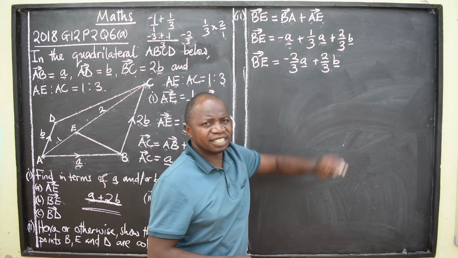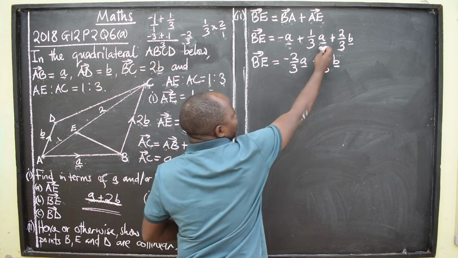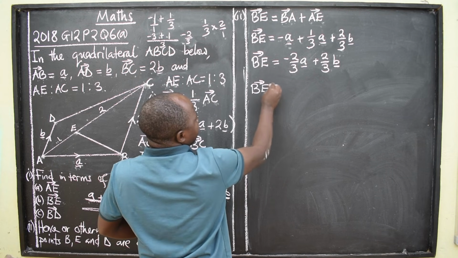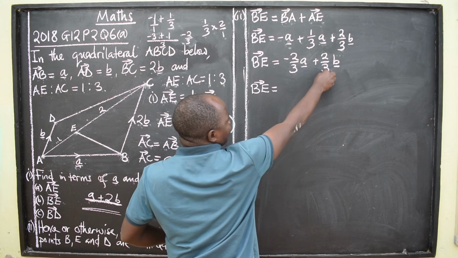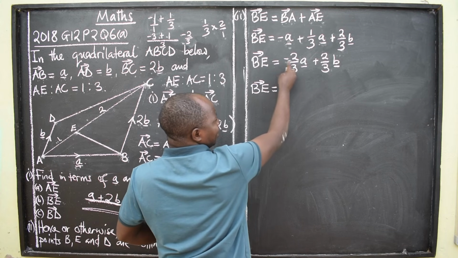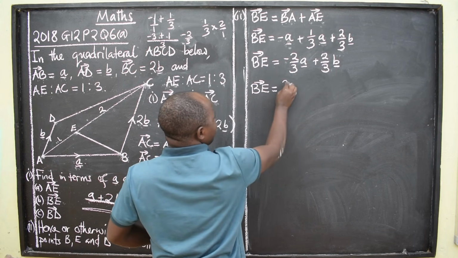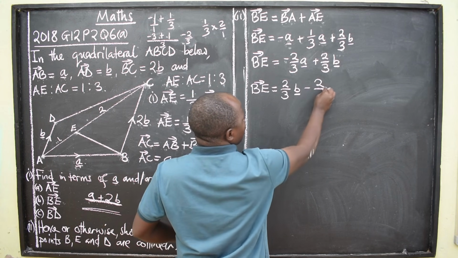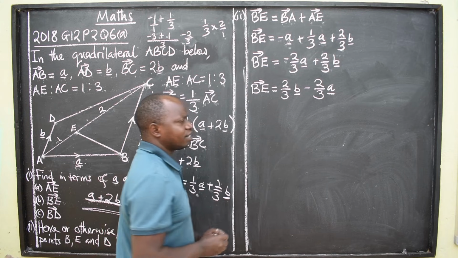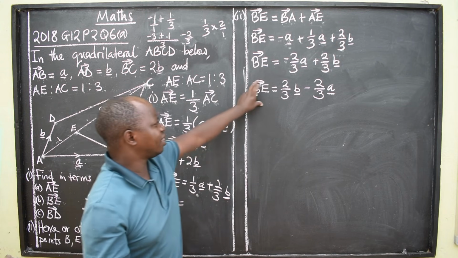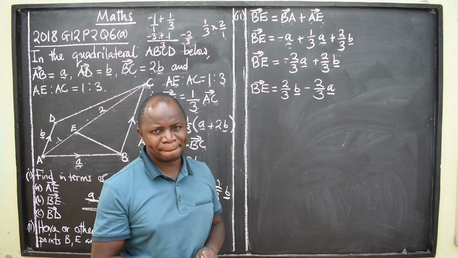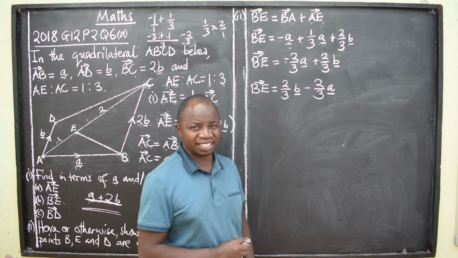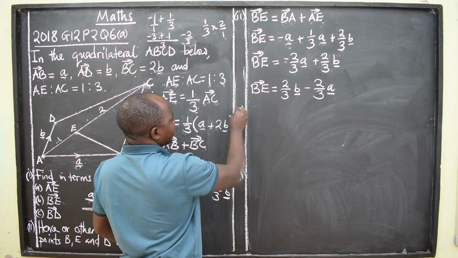You can leave it at this stage, or if you want, you can start with the one that has got a positive. So you can say BE is equal to the one that has got a positive, so that this one goes inside. So we're going to say 2 over 3B minus 2 over 3A. You can now leave it at that stage. This is the correct answer for BE. We move on. We have BD. That's the next one. Okay.